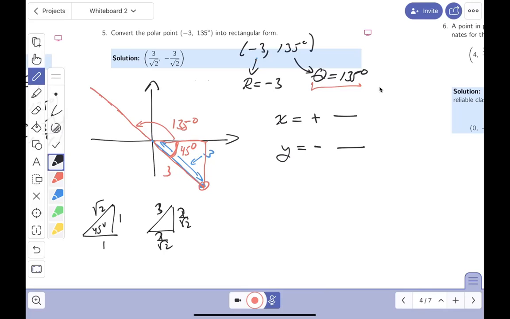All right, so let's write down x. What's going to be 3 over root 2. And the y is going to be minus 3 over root 2. So I'll write the point down for you. 3 over root 2, comma, minus 3 over root 2.